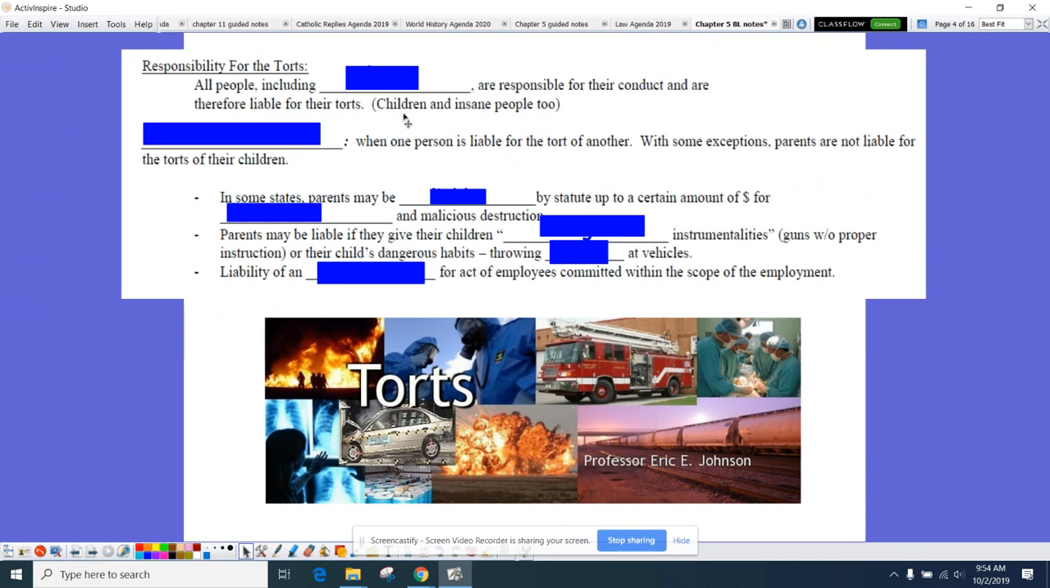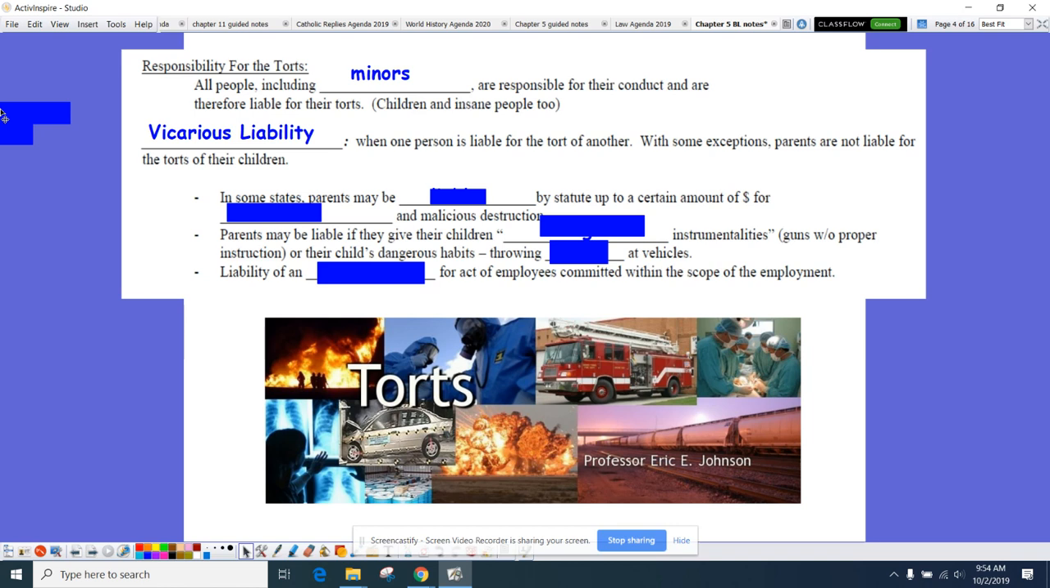So, responsibility for a tort. All people, including minors, are responsible for their conduct and are therefore liable for their tort. This includes children and insane people. When we talk about vicarious liability, this is when one person is liable for the tort of another. Some exceptions are parents are not always liable for the torts of their children.